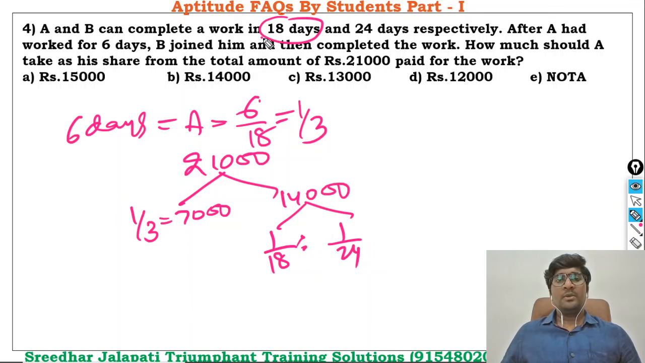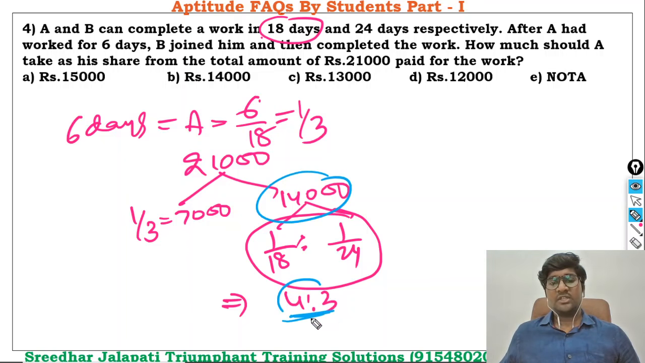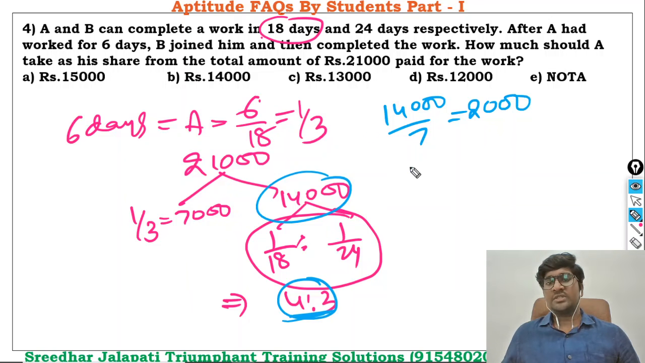When people work together and complete the work, to distribute the money they earn, the money should be distributed in the ratio of their 1 day work. So if I simplify this, LCM 72, this is 4:3. So this 14,000 has to be divided in the ratio 4:3. 4:3 is nothing but how many total parts? 4 plus 3, 7. So if I divide 14,000 into 7 parts, each part is 2,000 rupees. In that, A is getting 4 parts. So 4 into 2,000, 8,000 rupees.